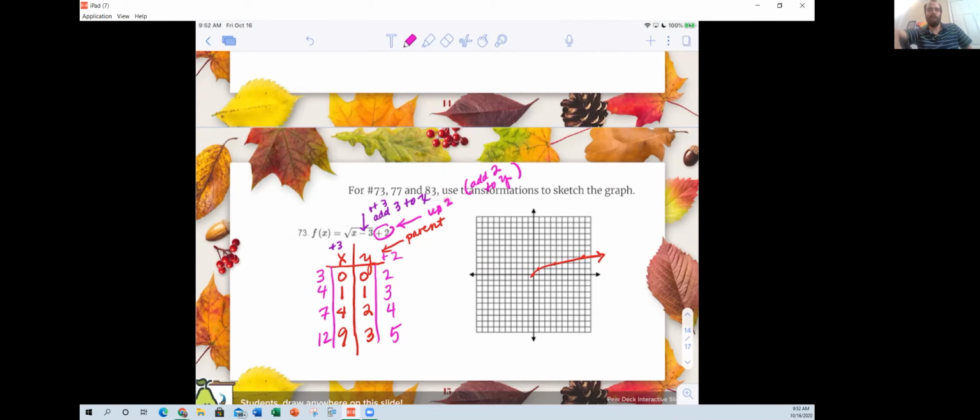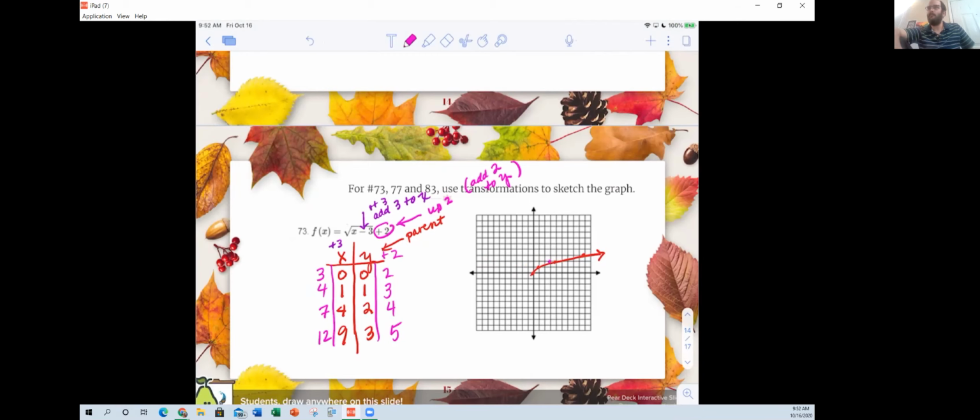So 3, 2 would be there. 4, 3 would be right there. 7, 4. And 12, 5 would be somewhere like right there. So it would look like that. So we just took every single point, shifted it to the right 3 and up 2.